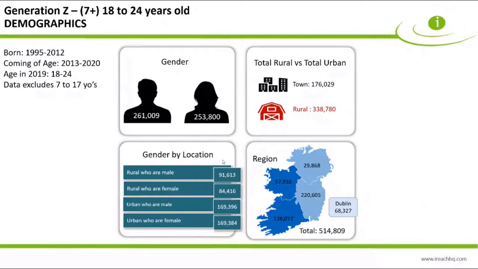On the right-hand side, you'll see the gender split. Very similar, slightly more males than females in this generation. Then the rural, town and urban splits, and again we see quite a high rural perspective compared to towns or urban areas. Then we break it out by gender, urbanites, and where they live in Ireland. So when we look at Generation Z, there's over 500,000 of those in Ireland, spread across the country.